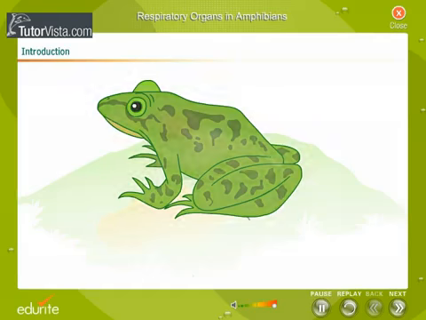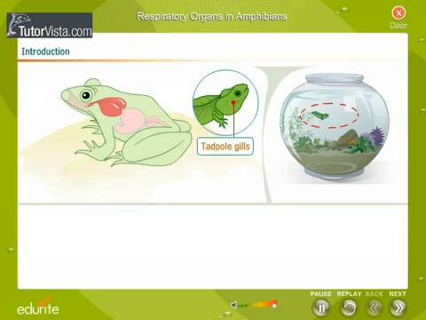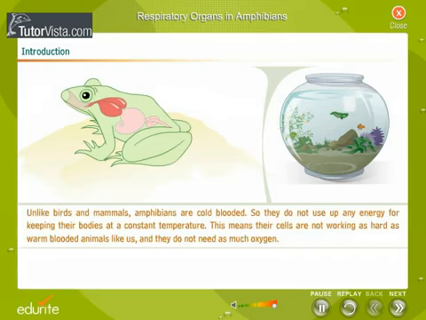Unlike humans, amphibians can breathe through lungs, through their skin, and also by using gills. Unlike birds and mammals, amphibians are cold-blooded, so they don't use up any energy for keeping their bodies at a constant temperature. This means their cells aren't working as hard as warm-blooded animals like us, and they don't need as much oxygen. In this module, let's learn about pulmonary respiration and cutaneous respiration in amphibians.